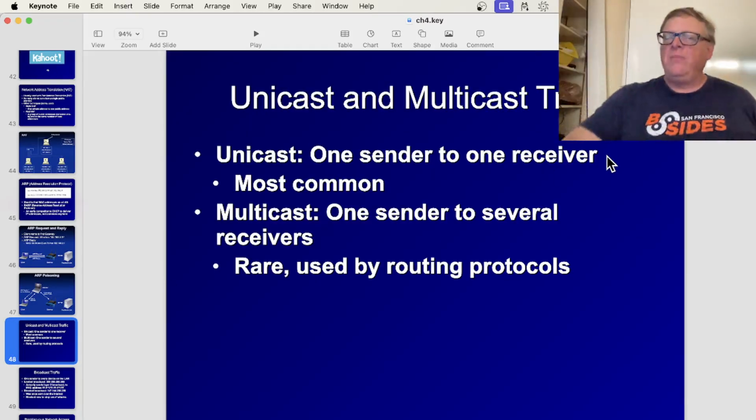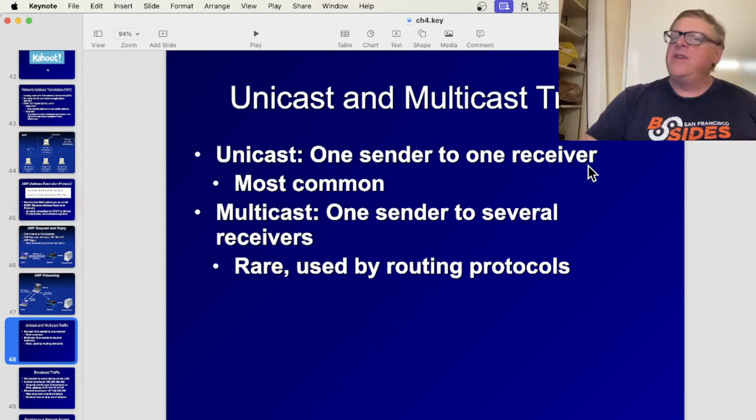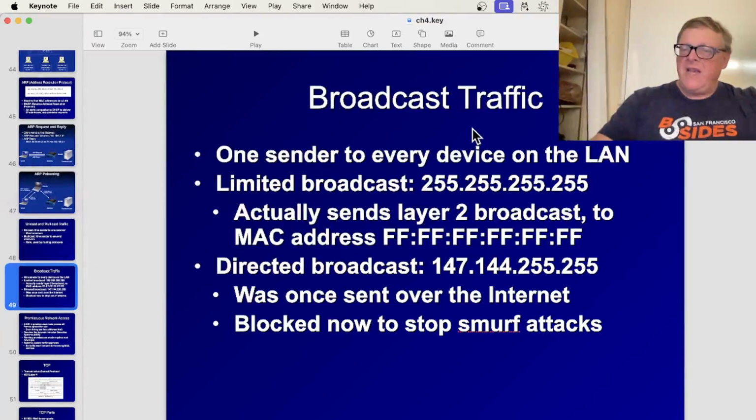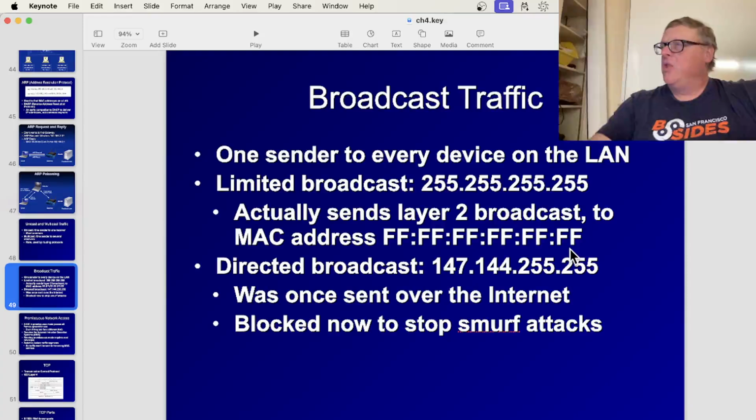Unicast traffic is by far the most common, one sender to one receiver. Multicast is one sender to several receivers. And this is rare on the internet. It's mostly used by routing protocols to send things like routing updates to the other routers on a network, not usually used by end users. Broadcast traffic is one sender to every device in the network. You can do this limited broadcast of all ones in the IP address, and that will send a layer 2 broadcast to the MAC address that's all ones, and that will just send to every device it can reach on a local network, everything connected to the same switch or hub.